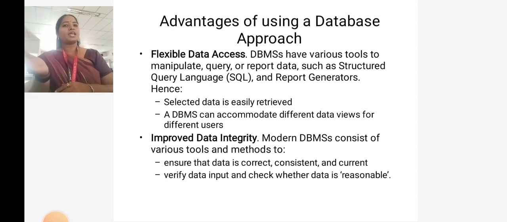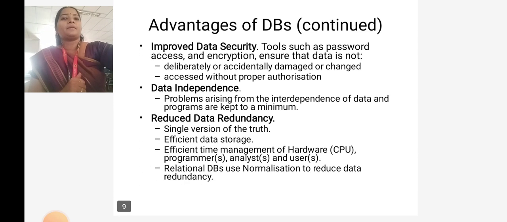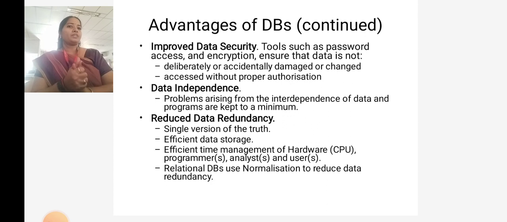So if we change or update data in another file, the data will be changed in all those files to which it is related. So that is the thing that comes first in the database approach. So what are the advantages of DBs? That will be improved data security, data independence, reduced data redundancy.